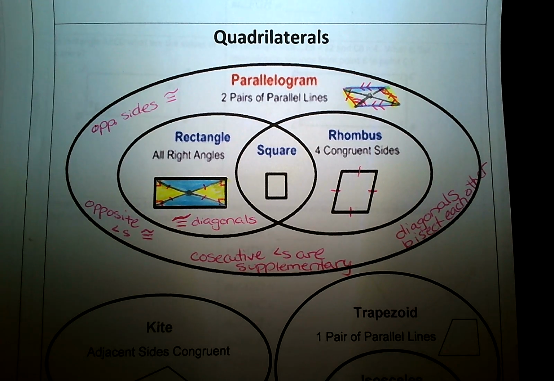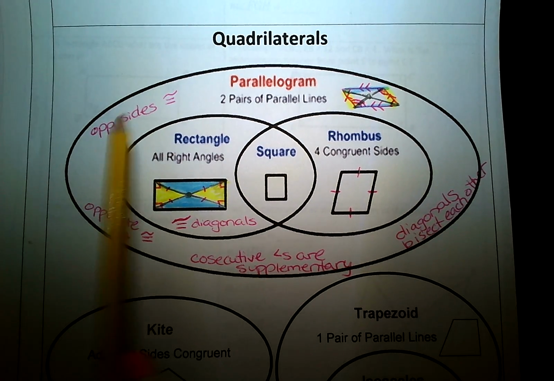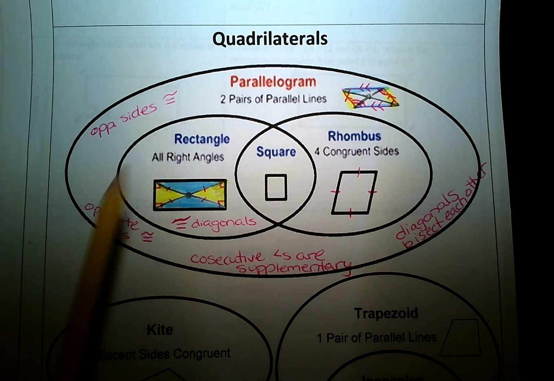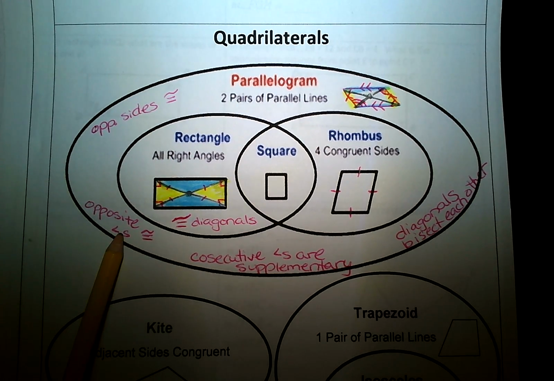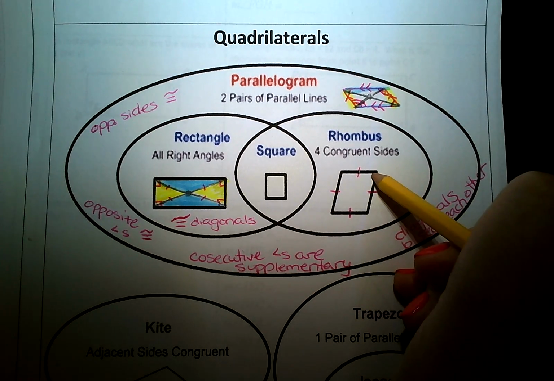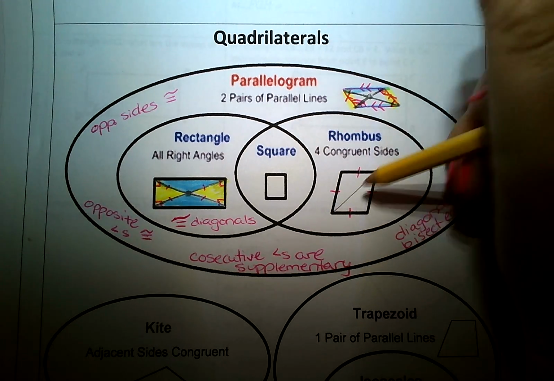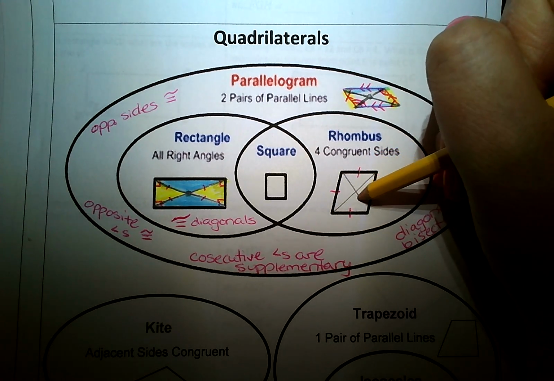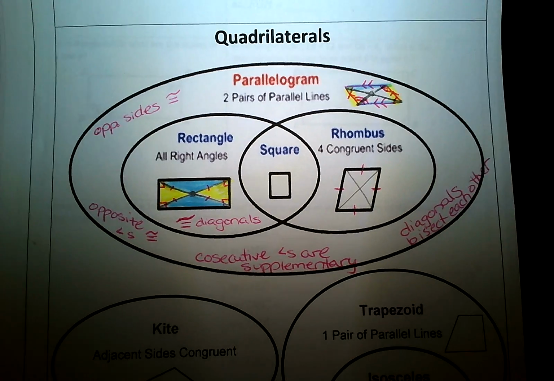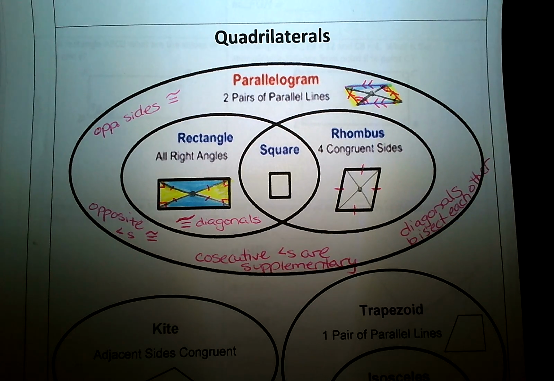Okay, so a rhombus still has opposite sides that are congruent, opposite sides that are parallel, opposite angles that are congruent, consecutive angles that are supplementary, and diagonals that bisect each other. Let's see what else happens in a rhombus. Draw these diagonals in. So since the diagonals bisect each other, that point in the middle is still a midpoint.